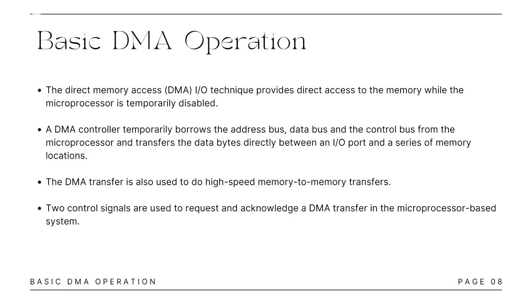So how the DMA I/O technique works is it provides direct access to the memory while the microprocessor is temporarily disabled. A DMA controller temporarily borrows the address bus, data bus, and the control bus from the microprocessor and transfers the data bytes directly between an I/O port and a series of memory locations. So it cuts out the microprocessor acting as a middleman between the I/O port and the memory. The DMA transfer is also used to do high speed memory to memory transfers. Two control signals are used to request and acknowledge a DMA transfer in the microprocessor based system.